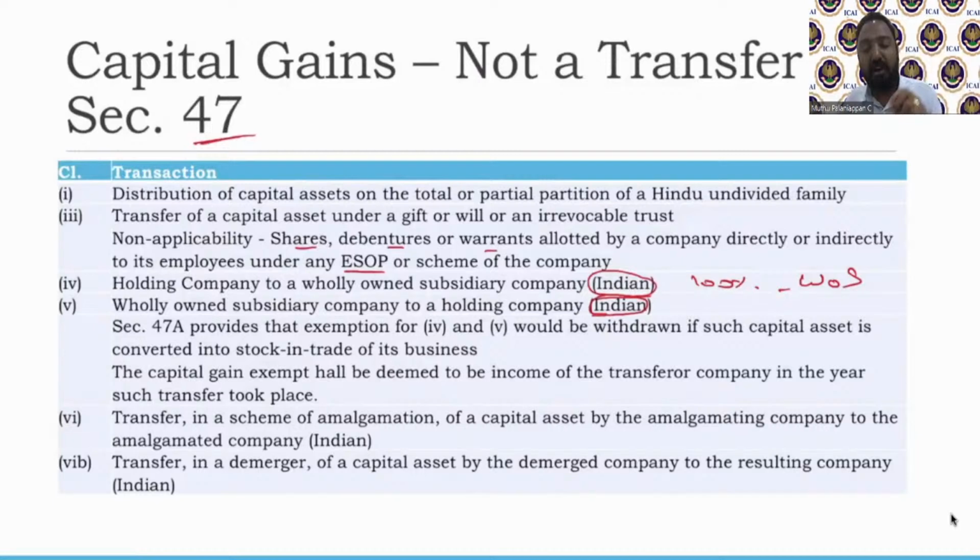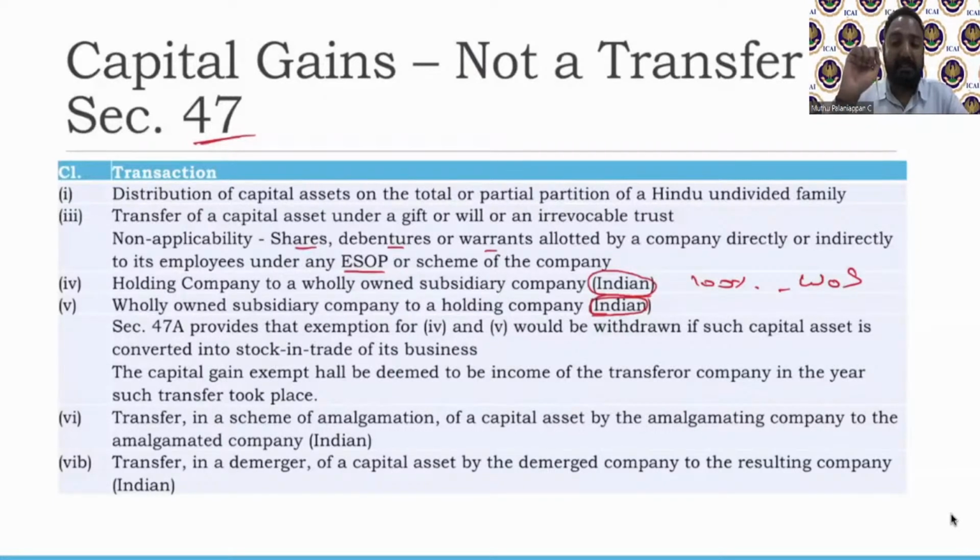So in short, a transfer from a company to another company where the recipient is an Indian company, and the relationship between them is holding and wholly owned subsidiary. If this is the relationship, transfer between them to the resulting Indian company will not be treated as a transfer, correct?